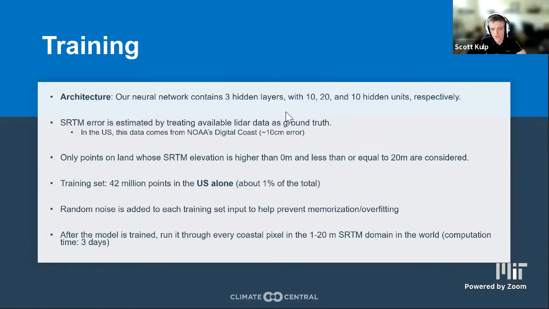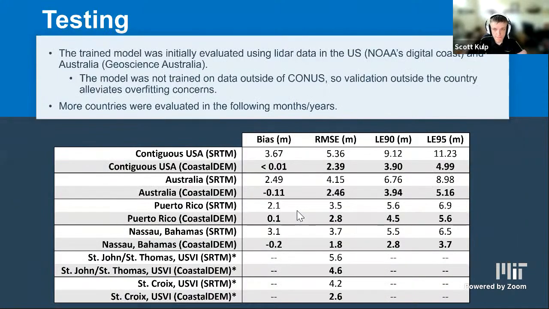After the model is trained, we run through every coastal pixel in the 120 meter SRTM in the world. We evaluated the results using NOAA's Digital Coast in the US, but we also evaluated in Australia. We did not train the model in Australia, so that was very important to help alleviate overfitting concerns. And over the following years, it was also evaluated in a few other locations.